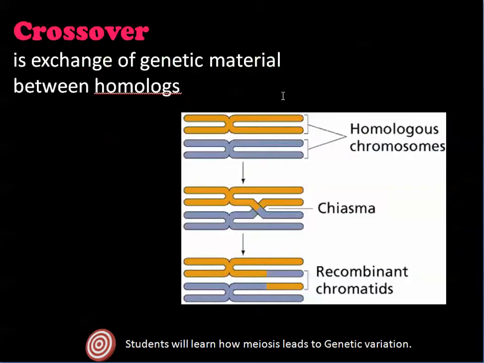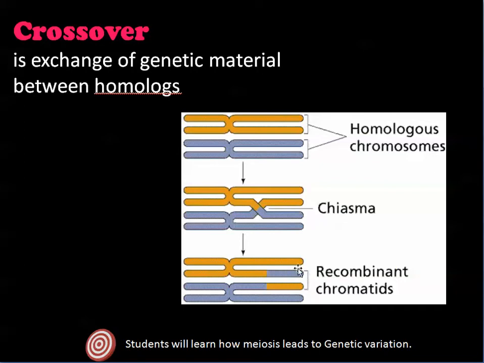So I've mentioned crossing over a few times, and here's a nice, easy picture, and a couple of the vocab words you'll need to know. We have crossover. Here are my 2 homologs, my homologous chromosomes, and where they cross over is called the chiasma. And here you see the different colors represent the different chromosomes, and they've switched.